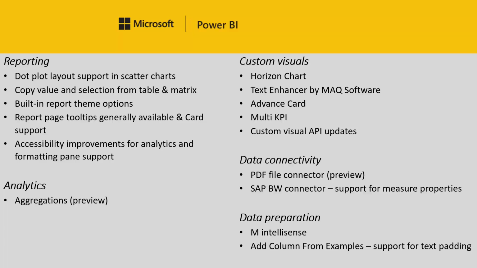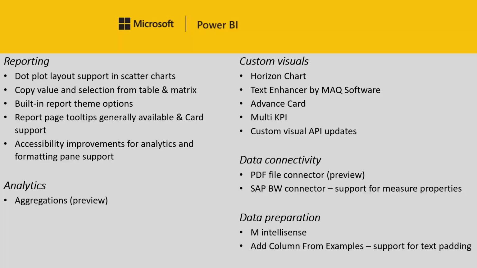So in order to try out this feature, you'll need to enable it in the Options dialog of Desktop. After you've enabled this preview feature and restart Power BI Desktop, the PDF file connector will appear under the file category in the Get Data dialog. Once you've selected this, you'll be able to select the path to the PDF file and then specify which tables you'd like to extract. So either you want one table or you can select from multiple tables. We look forward to your feedback on this feature and stay tuned for more enhancements.